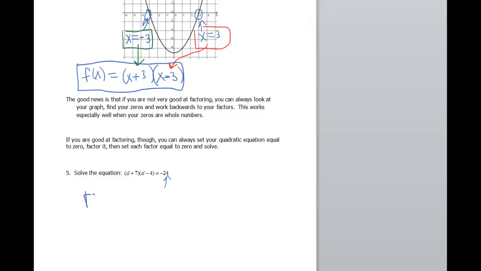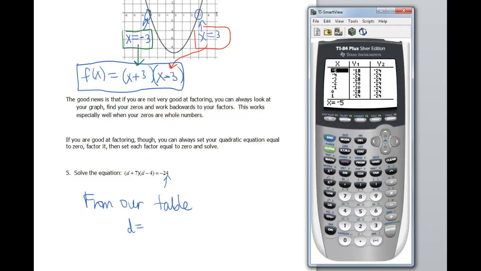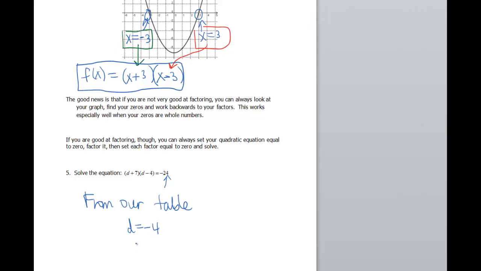So from our table, oopsie, missed my variable there, d. From our table, we have negative 4 and positive 1. So d equals negative 4, d equals positive 1.